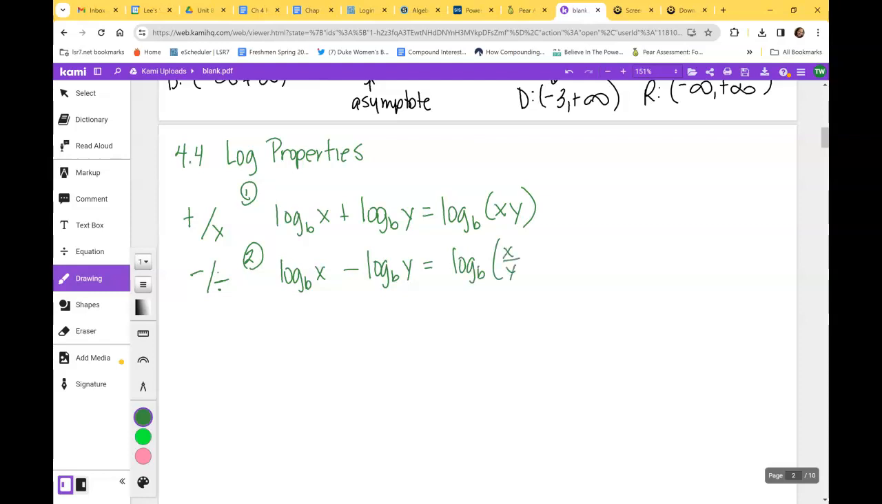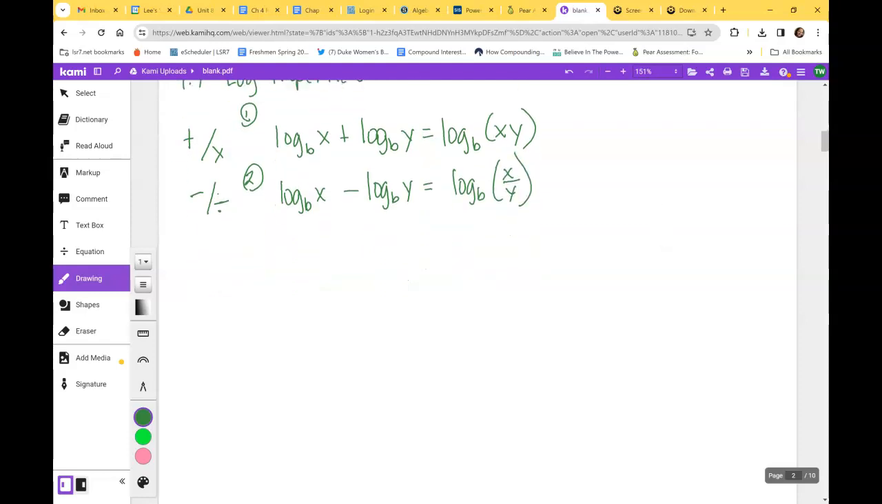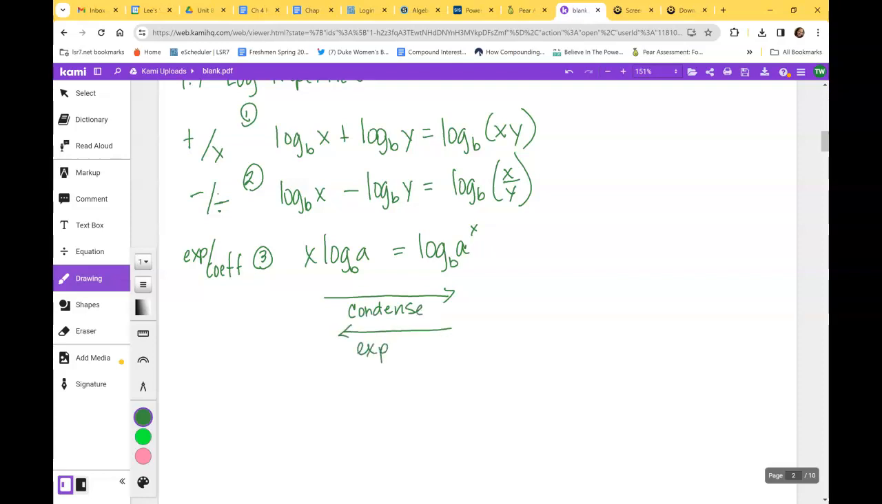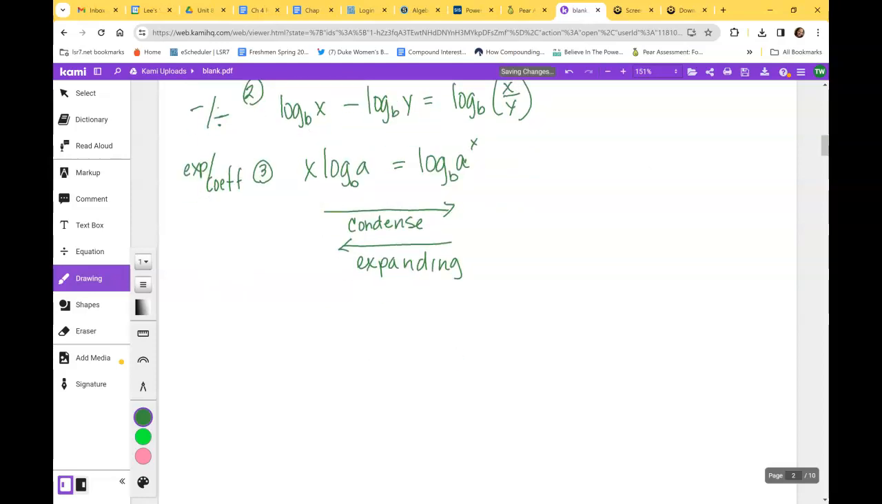Notice it's not log of x over log of y. It's one log of that fraction. Make sure that's in parentheses. And then the last is when we have exponents and coefficients. So I have x log a equals the log base b of a to the x. And basically, if you're going in this direction, you're condensing. And if you're going in this direction, you're expanding. Okay, so that's the rules for that.